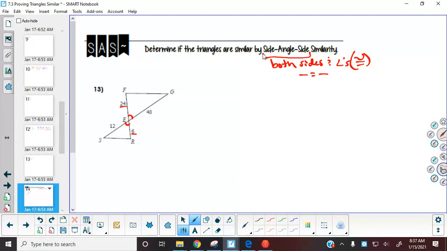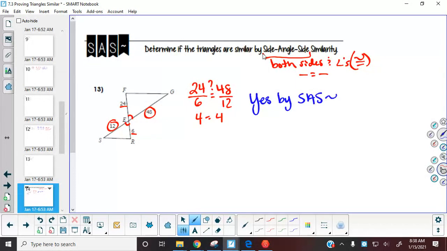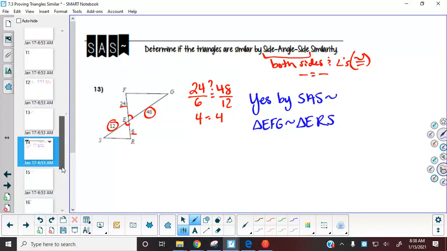Okay, so we do have the angle in the middle because of vertical angles. 6 is my short side here, 24 is my short side on that triangle, 48 and 12 then will match. So I have to check, does 24 over 6, so I went top triangle over bottom, equal 48 over 12. And if that's true, then I'm good. And in both cases, those equal 4, so I'm good to go. And so this would be a yes by side angle side, because that angle is tucked in between those sides. And I could say triangle EFG is similar to triangle E. Move along the short side to get to R and then S.